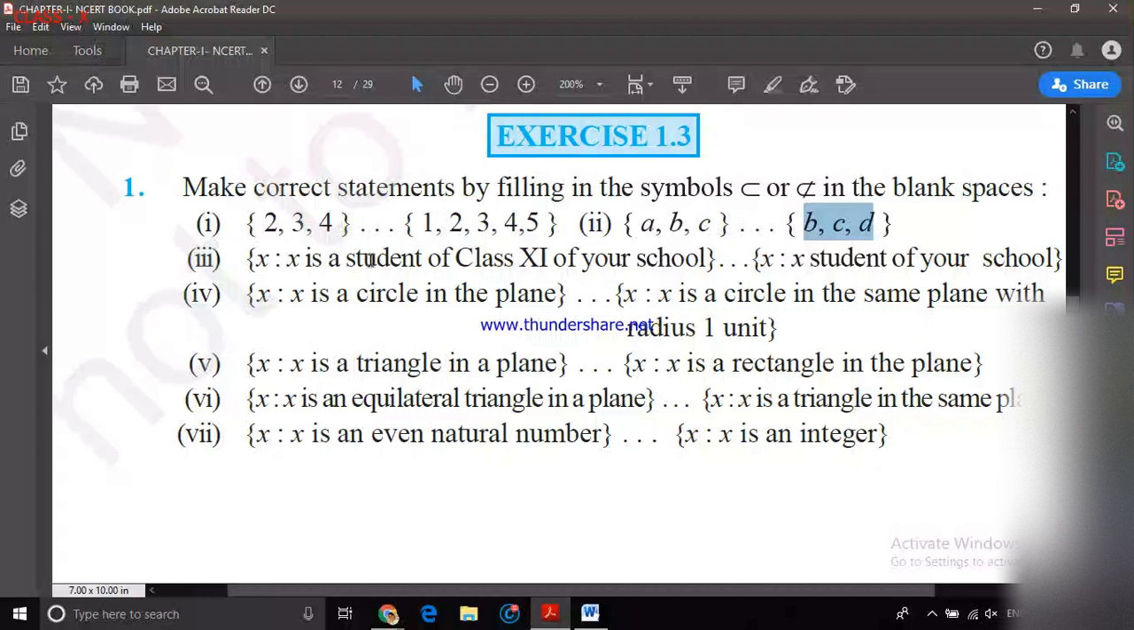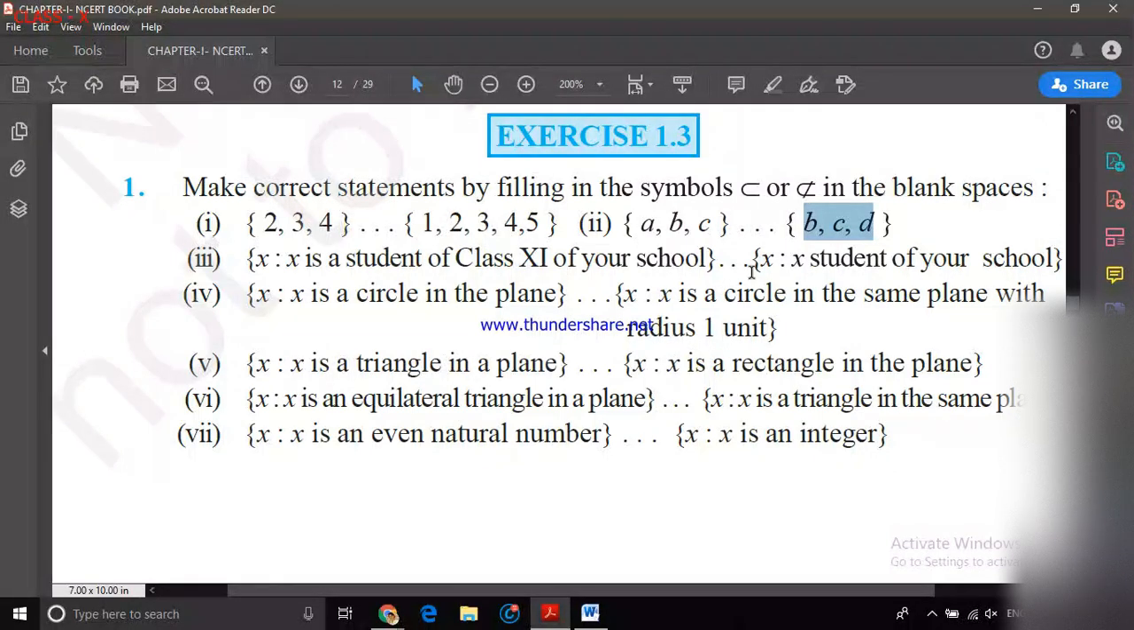Now the third question. X is a student of class 11th of your school. That means you all are. And another set is X is a student of your school. Class 11 students of your school is one set, and all the students of your school is another set. Obviously, if I am a 11th class student of that particular school, then I have to be a student of that school. Then only I can study in that school, right? So it has to be a subset.